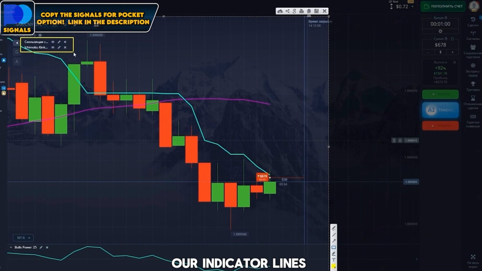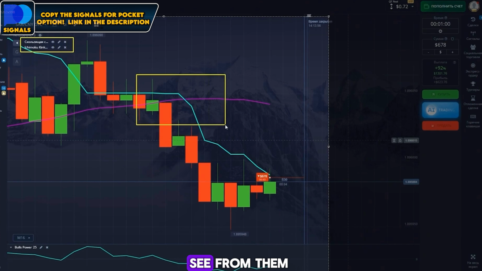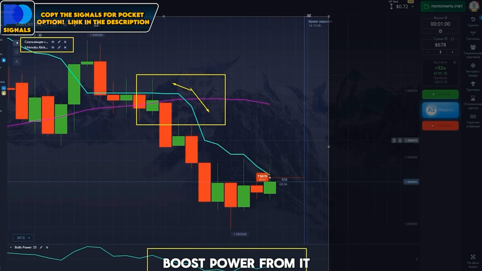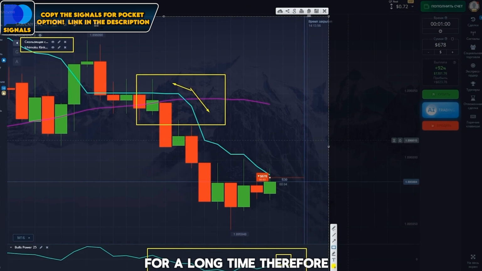Let's pay attention to our indicator lines. And what do we see from them? A crossover that was from top to bottom. The turquoise line crossed the purple one, but only from top to bottom. This is a signal to decline. The second indicator, Bull's Power. From it, we see that our line has been in the lower area for a long time. Therefore, this is also a signal to decline.